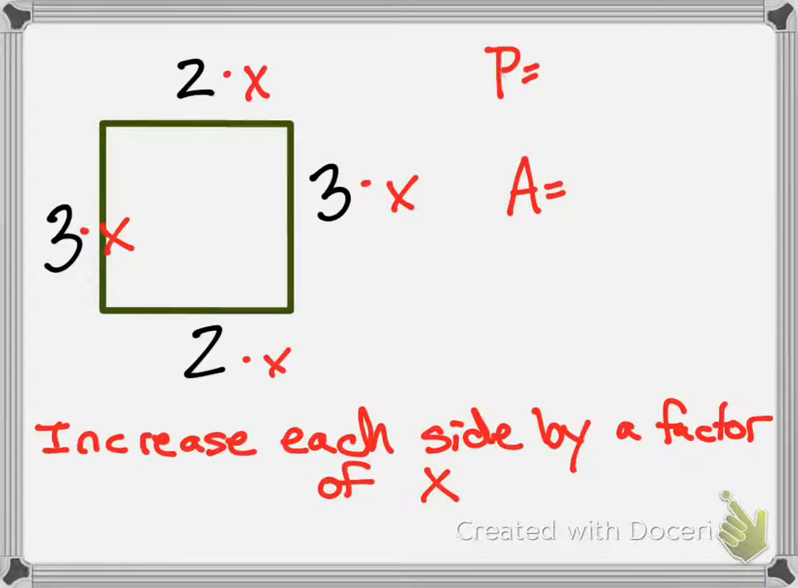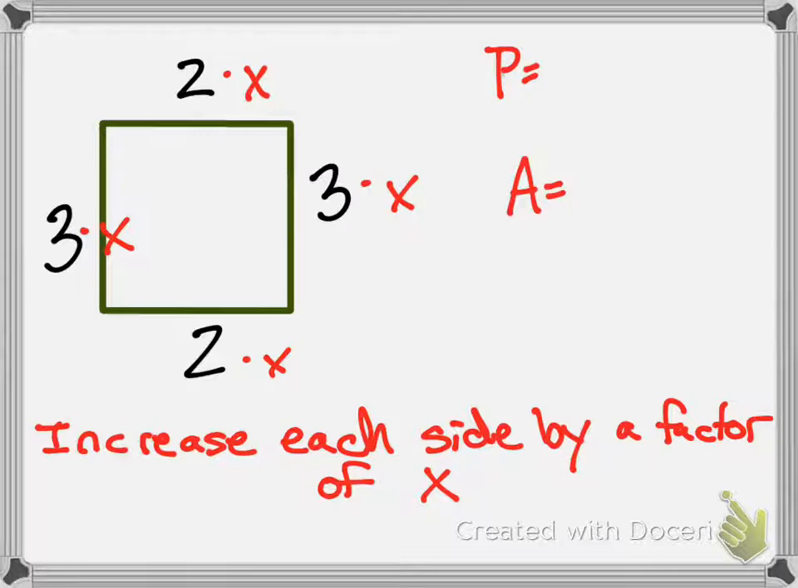Now, I'm going to increase each side by a factor of x. Factor of x means it could be any number. We don't know what number that is yet. It's just x. So I increased it all by a factor of x. Once again, how do I find my perimeter, Jenna? I add everything. Awesome.